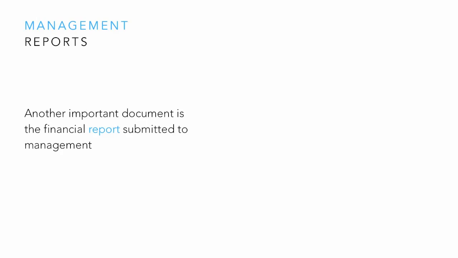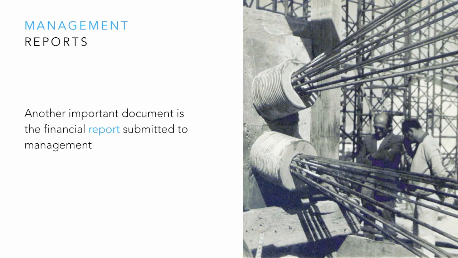Management reports. Another important document is the financial report submitted to management. Typically, management reports include a summary of the major cost elements of the project, comparing planned versus actual cost. The most important component of the management report is an explanation of any variances to the planned budget, with corrective action plans identified.